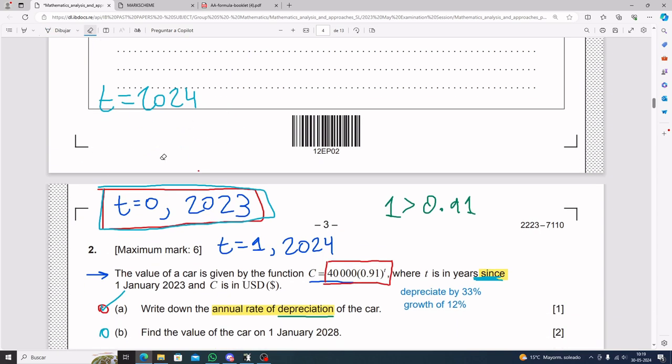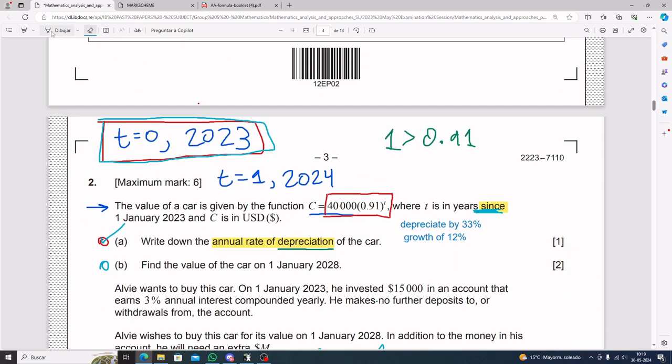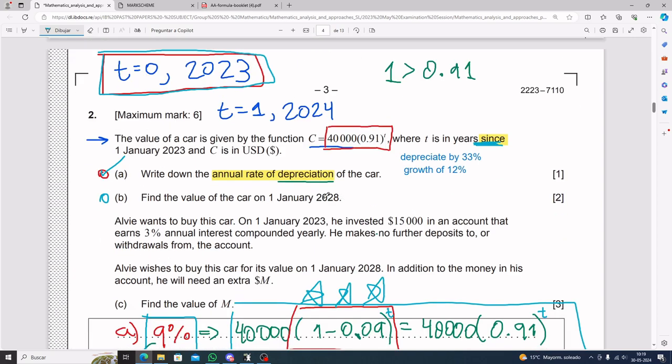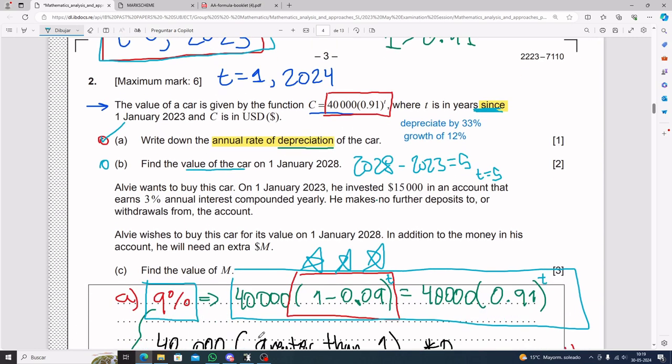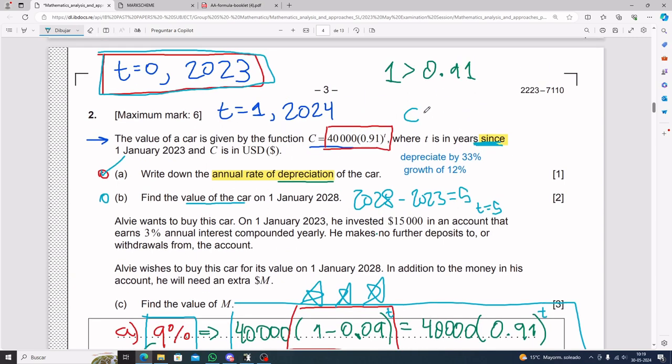And so in this context, that's what's important. In this context, they define t as the amount of years since the 1st of January 2023. So if they're looking for the 1st of January 2028, well, how many years is between 2023 and 2028? It's 5 years, right? So you can do 2028 minus 2023, you end up with 5. And so that means that your t has to equal 5, and that will be the value of the car that you're trying to find. And so if you go ahead and plug in t equals 5, that means that you should be putting into your calculator 40,000 times 0.91 to the power of 5.